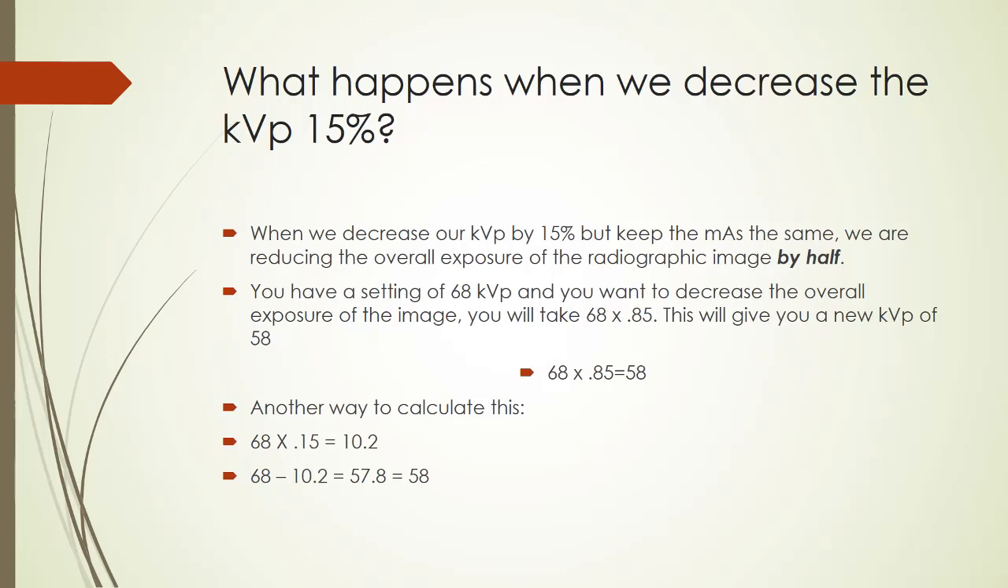Again, there's another way we can calculate. Take the 68 times the 0.15, which is your 15%, and again we come with the answer of 10.2 on our calculator. So we're going to take that 68 kVp and we're going to subtract 10.2. So this will give us an answer of 57.8, and we're going to round that again to 58.